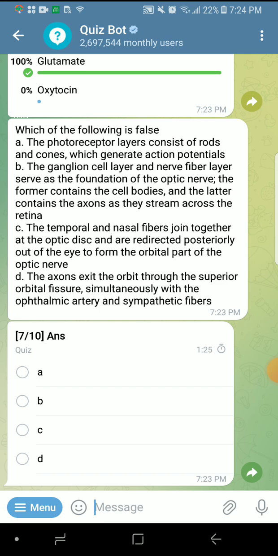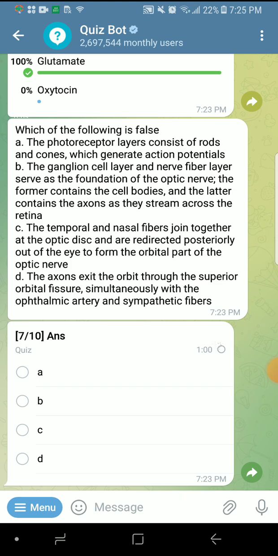Now the temporal and nasal fibers join at the optic disc and are redirected posteriorly out of the eye to form the optic nerve. Yes, intraorbital portion. Yes, that is behind the eyeball, the orbital part of optic nerve. True. Which then goes via optic canal, the intracanalicular part, which I told you the day before yesterday in the orbit topic, via optic canal, then optic chiasma, then tract.